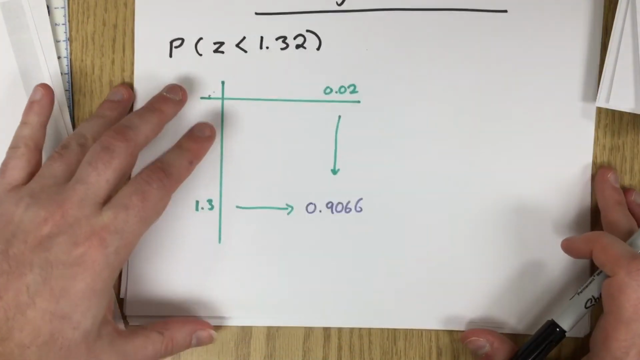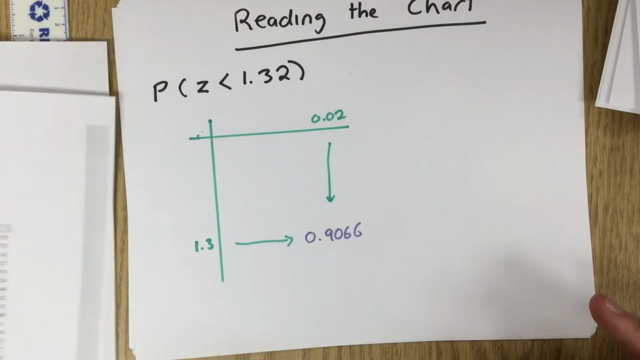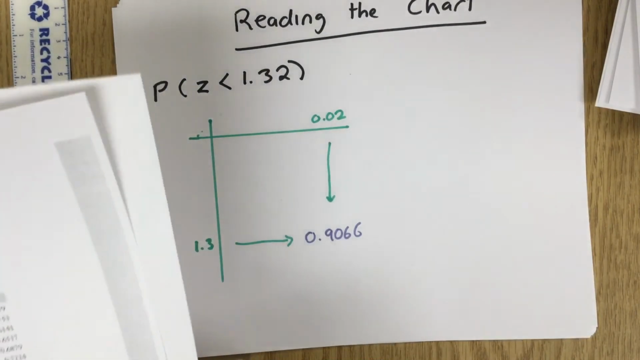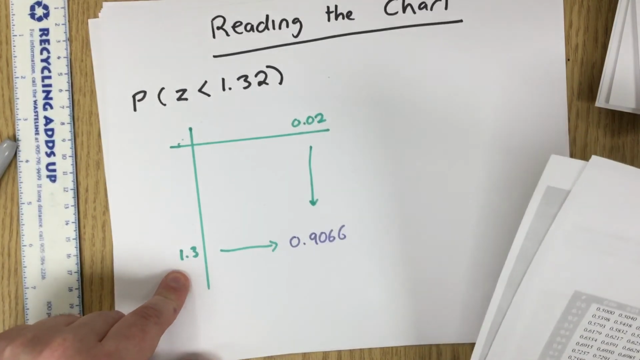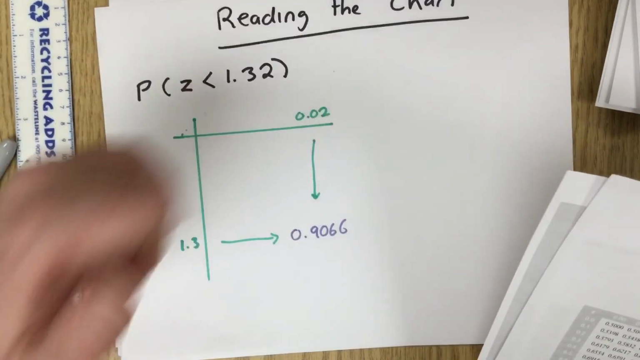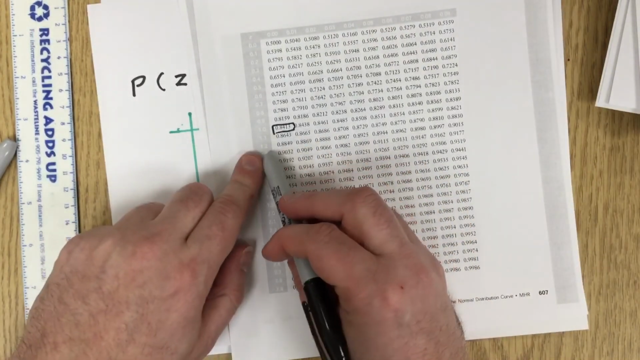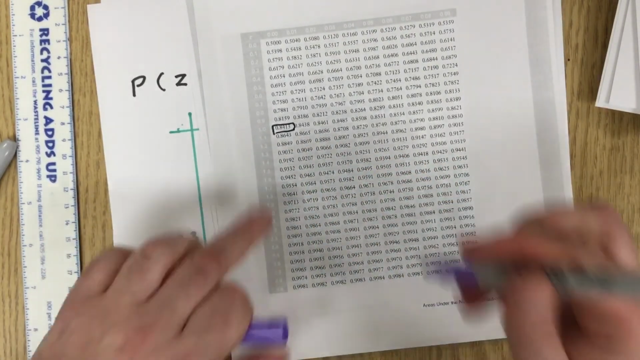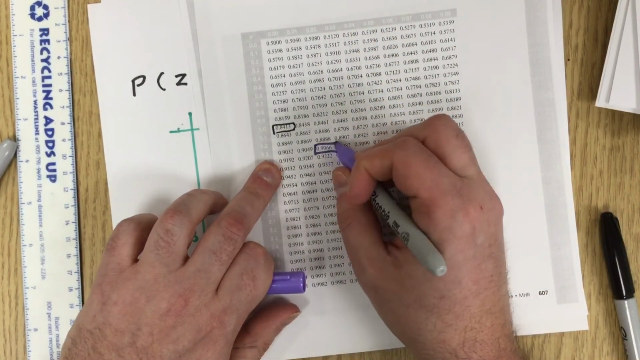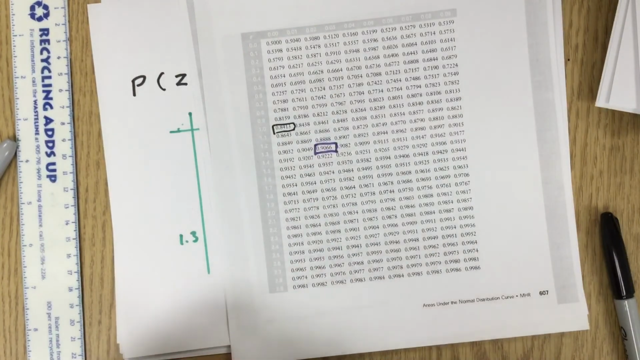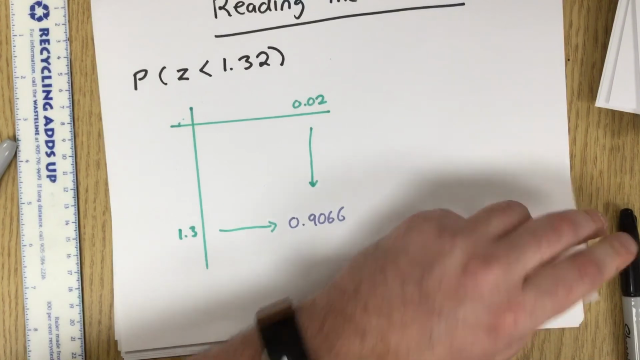So let's do another one. We're probably reading the chart. Again, I've kind of done it. So it's going to be the probability that z is less than 1.32. So the way we do that is we find 1.3 on the left side. The 100th digit is 2, so we go over to 2, and we see where they meet. So 1.3 is over here. We want 0.02 from there, and that's going to meet over there, which is 0.9066. Okay.